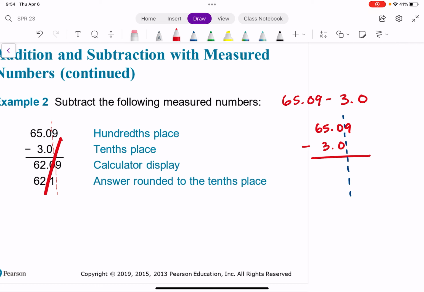When we put it in the calculator, we get 62.09, and we need to round to this decimal place. Now we have a next door neighbor that is larger than 5, so we need to round this digit up. That's 62.1, so that it's in line. And now we have our final answer, which is rounded to the tenths place.